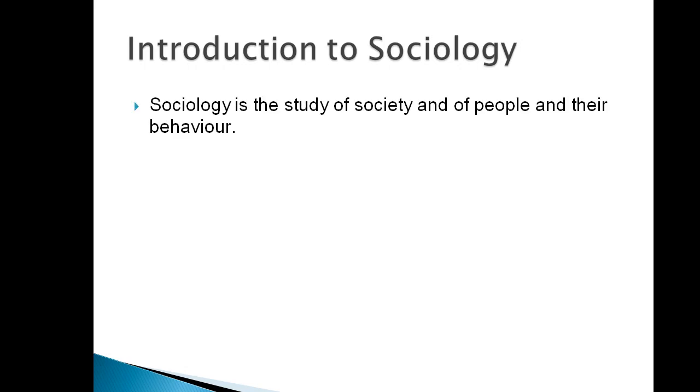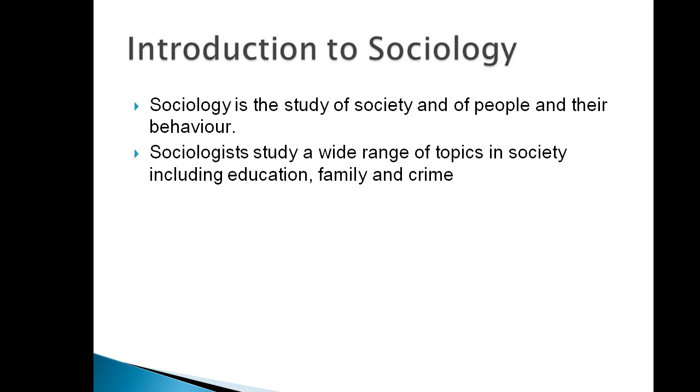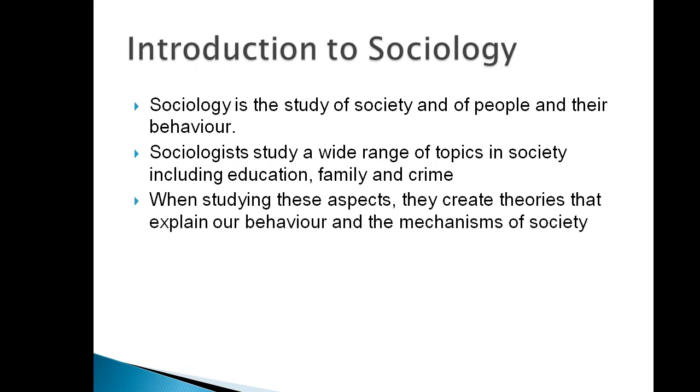First of all, sociology is the study of society and of people and their behavior. Sociologists study a wide range of topics in society, including education, family, and crime. When studying these aspects, they create theories that explain our behavior and the mechanisms of society. These theories explain the patterns we find in society. An example is finding out why there are differences in girls' and boys' achievement in school.